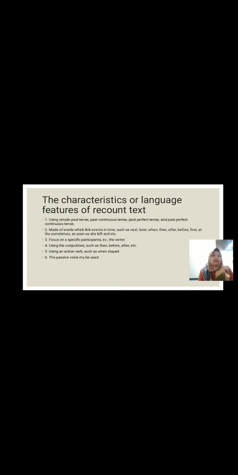And the next, focus on a specific participant, such as the writer. And then using conjunctions such as then, before, after, etc. The next point is using action verbs, such as went and started, and then the passive voice may be used.